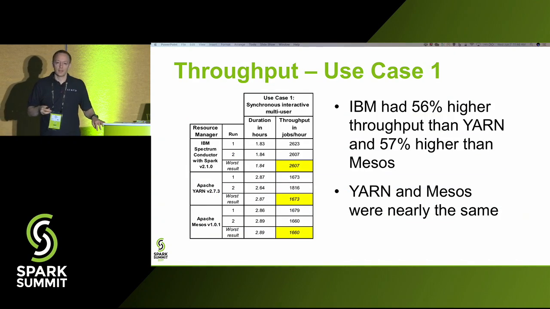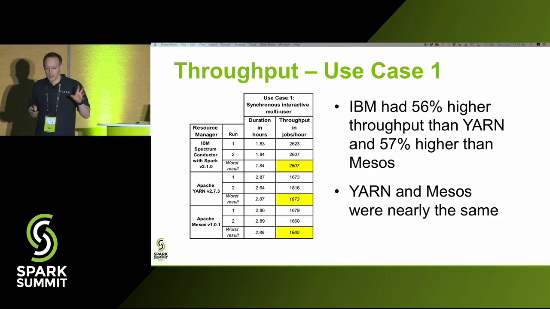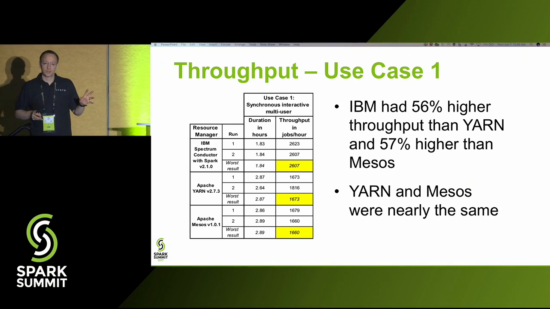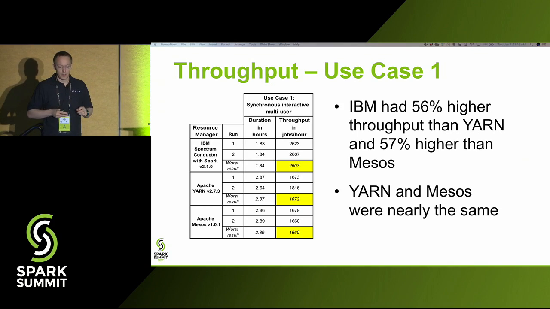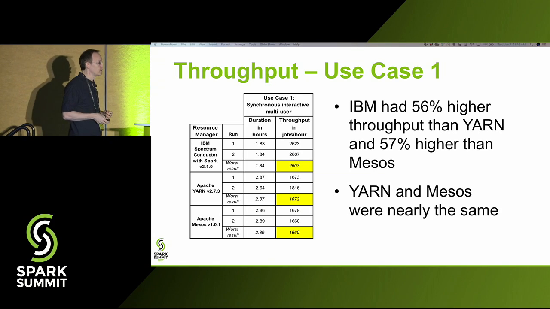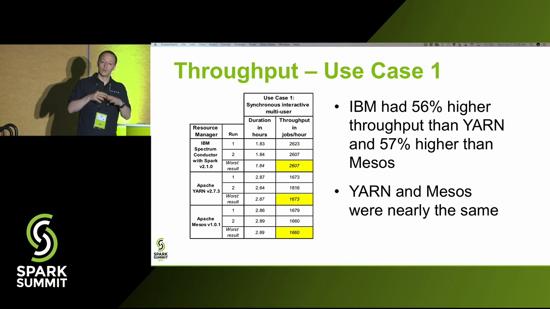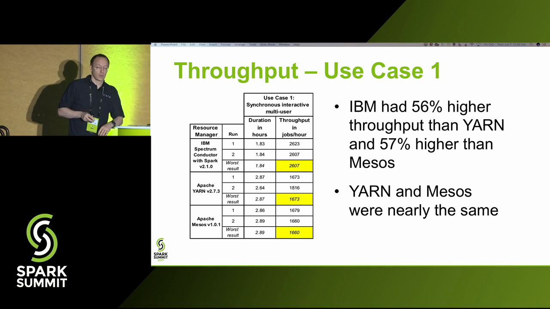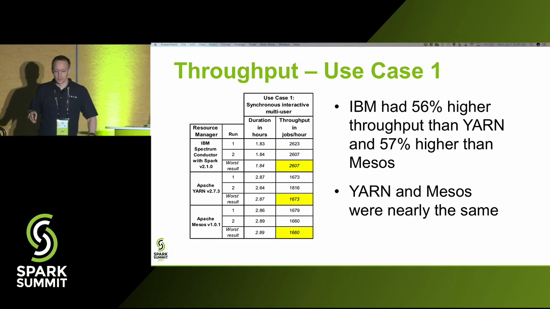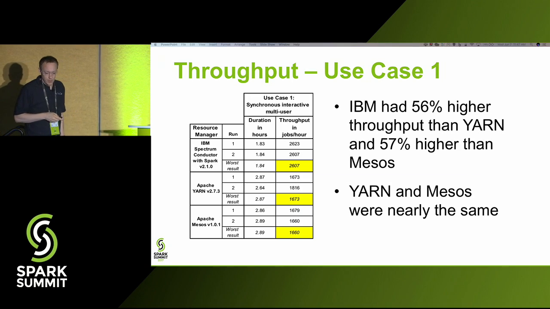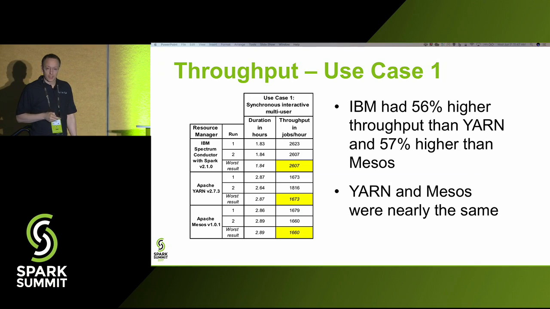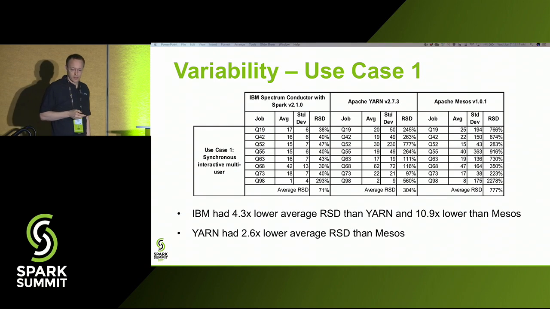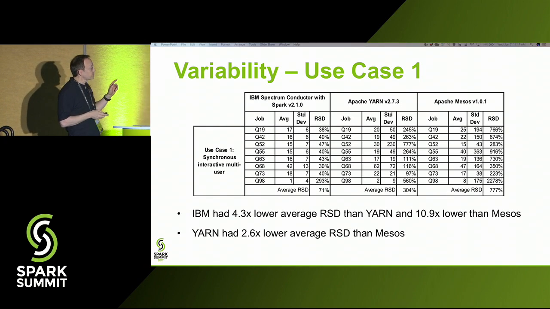So if we look at that in tabular form, in terms of throughput, the IBM Conductor had about 56% higher throughput than Yarn, and about 57% higher than Mesos, because Yarn and Mesos were nearly the same. We did 2 runs on each platform and took the worst case for each, sort of our conservative approach. So that was use case 1, interactive only. How about variability?